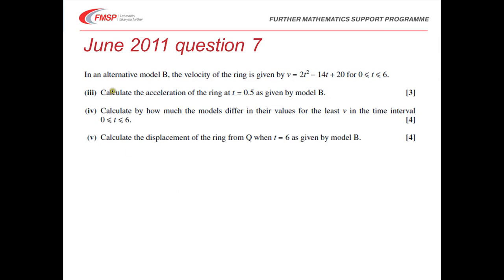We're then told that there's an alternative model, B, where the velocity of the ring is given by this expression here in terms of t, and we have to calculate several things. So we have to calculate the acceleration when t is 0.5, 3 marks. We have to work out by how much the models differ in their values for the least v, so the smallest velocity, within this time interval 0 to 6, 4 marks. And then we have to calculate the displacement of the ring from Q when t is 6, as given by model B, which is this one here.